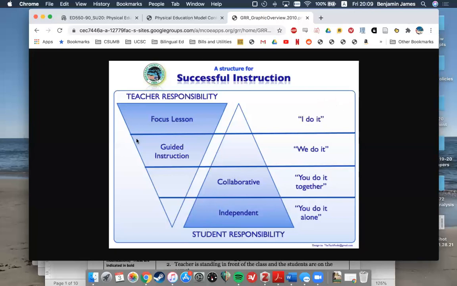So we have the introduction up here, the I do and we do. The practice is the collaborative, the you do it together. And the assessment is the independent, you do it alone.